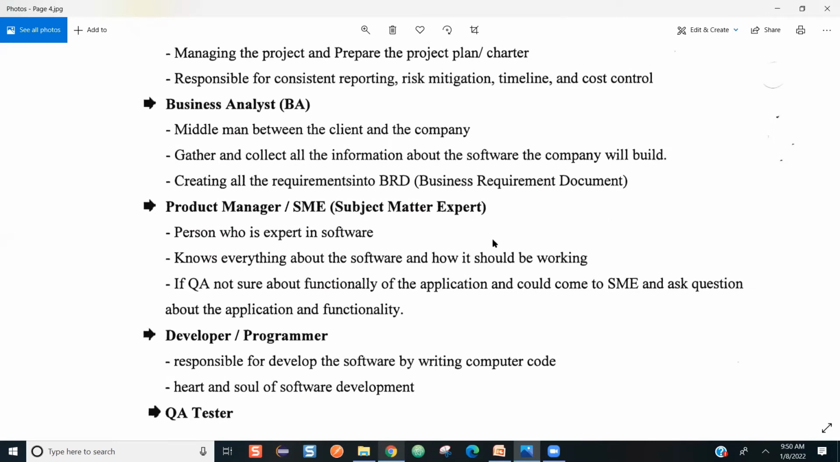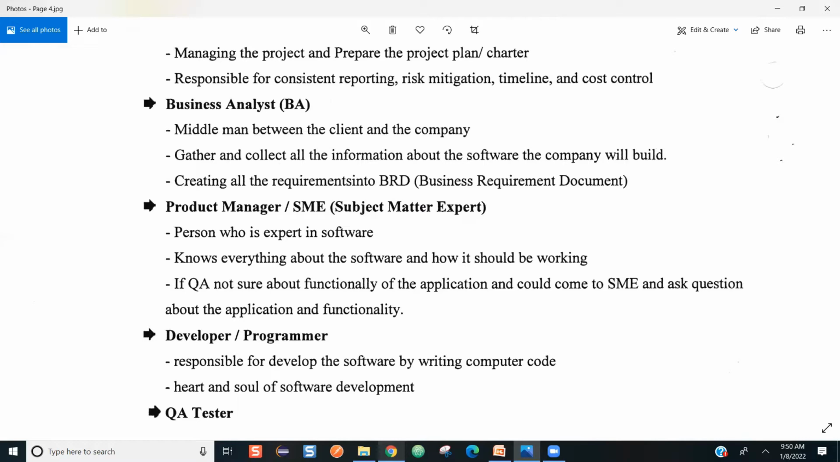So gather all the requirements into a BRD, business requirement document. When you gather the information, you are supposed to create a document. That document is called the BRD, business requirement document.